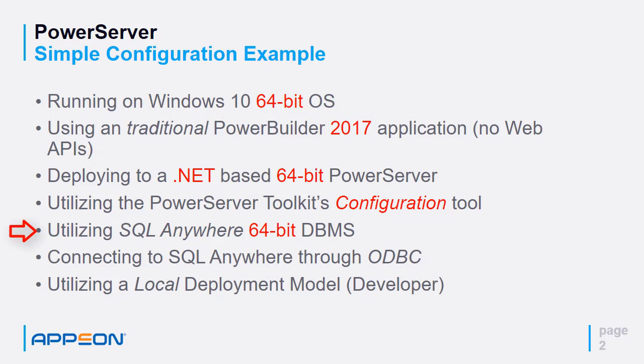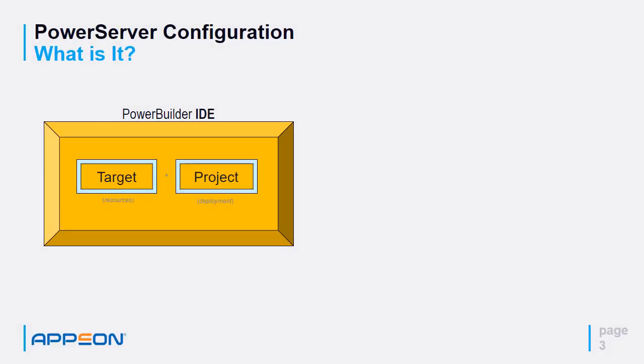Note, however, that I have both the 32-bit and 64-bit clients installed because the PowerBuilder IDE is 32-bit and PowerServer is 64-bit. We're connecting to SQL Anywhere from PowerBuilder and PowerServer through Open Database Connectivity. And we're utilizing a local deployment model, which means PowerBuilder, PowerServer, PowerServer Toolkit, and SQL Anywhere are installed on the same developer PC. So what is a PowerServer project configuration?